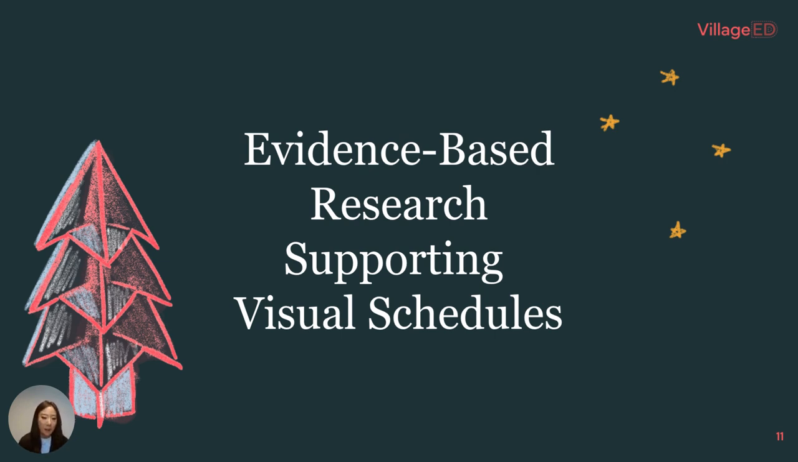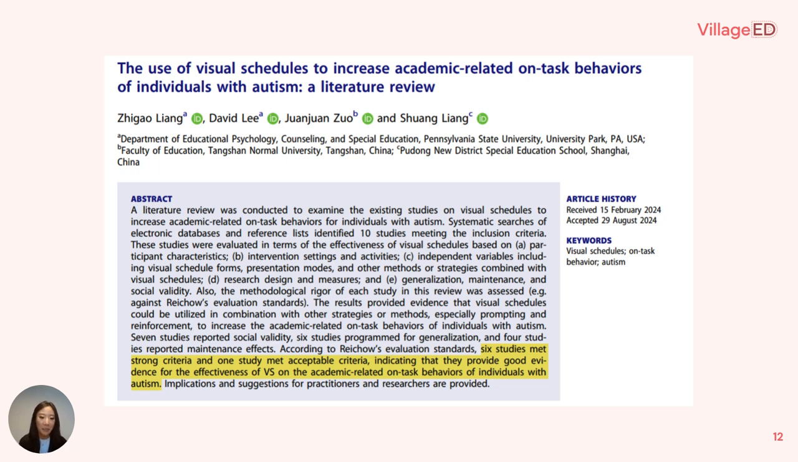I wanted to talk a little bit about evidence-based research supporting these visual schedules because I want to show you how important these are. So this is a literature review that reviewed many different studies and research done on visual schedules. And based on their review, it shows that visual schedules definitely increase on-task behaviors or academic-related engagement, especially with individuals with autism. So this is proof that it definitely works for our kiddos to be a little bit more engaged and to move from one task to another and complete them.